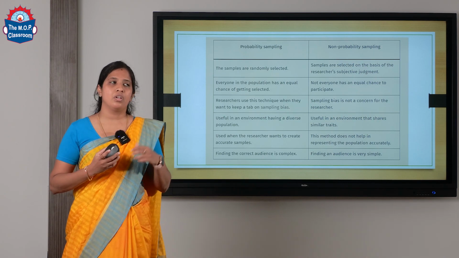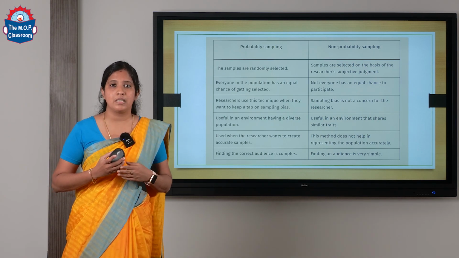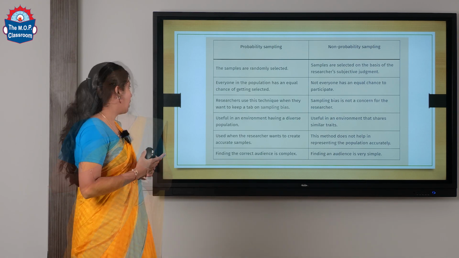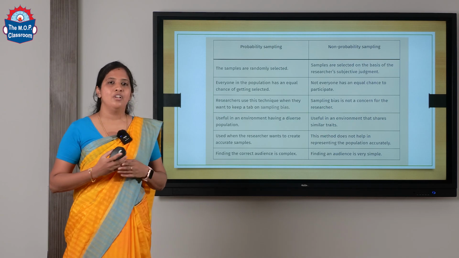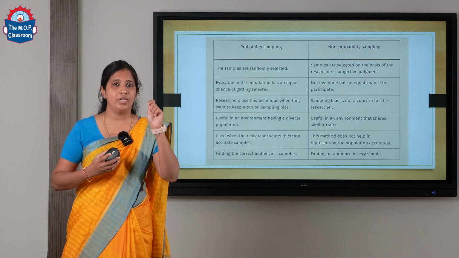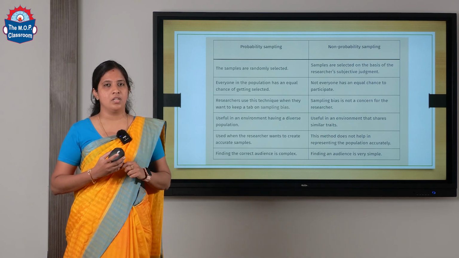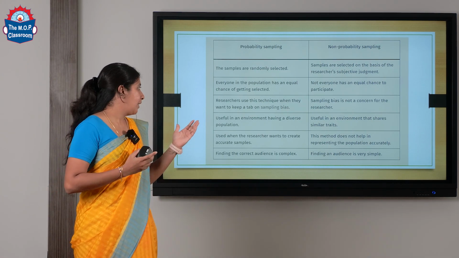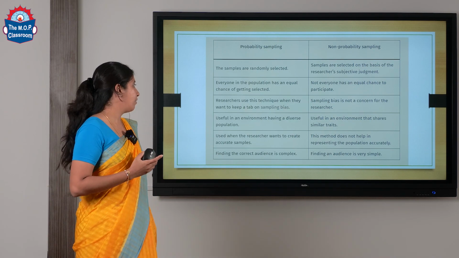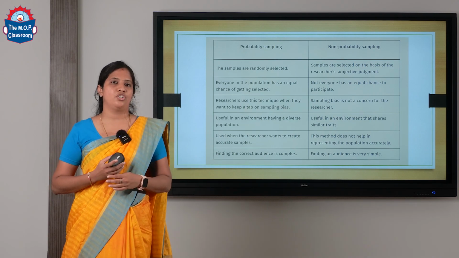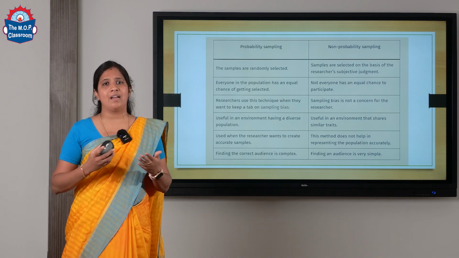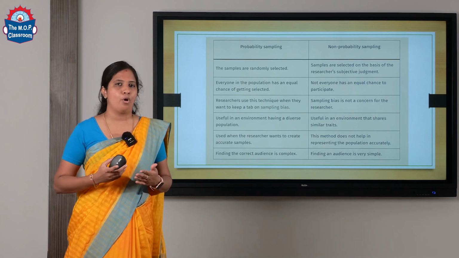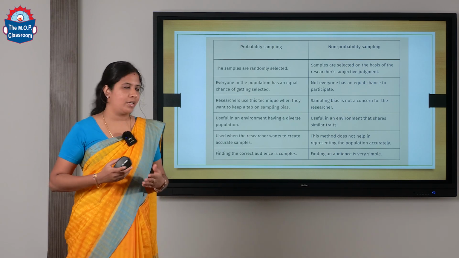You can use non-probability when the sample has the same characteristics. If you want to get an accurate sample size or numbers, then you have to use the probability sampling method. But in case of non-probability, this method does not help in representing the population accurately, because you don't know the exact population size and you don't want to get the exact sample based on the population. So you are using the non-probability sampling method.